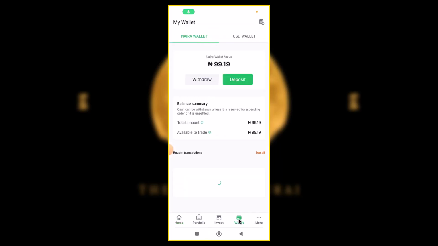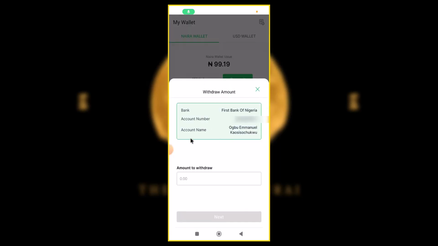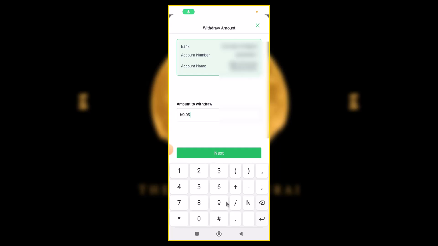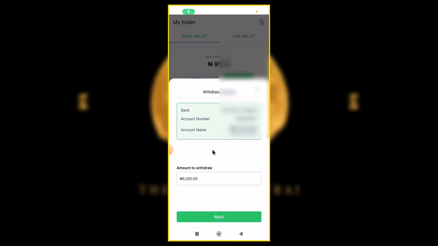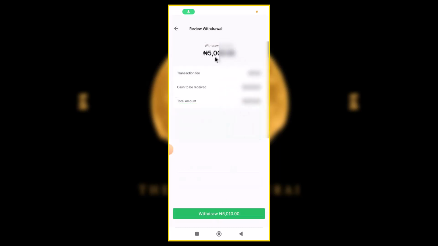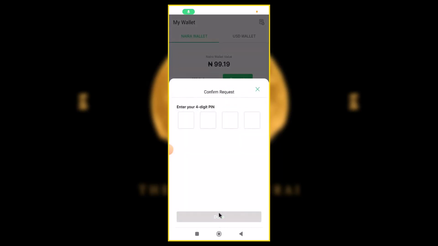So if you wanted to withdraw the naira, you can come to wallet here, and then you can click on withdrawal. So you add an account. I already added this account when I was creating the account. So this is where you put how much you want to withdraw. Let's say 5,000 Nigerian naira. You click on next, click on next, and you can just click on withdraw. You enter your PIN and this money will be sent to your bank account. So this is how you can buy and trade stocks, Nigerian stocks in particular, without any stress.